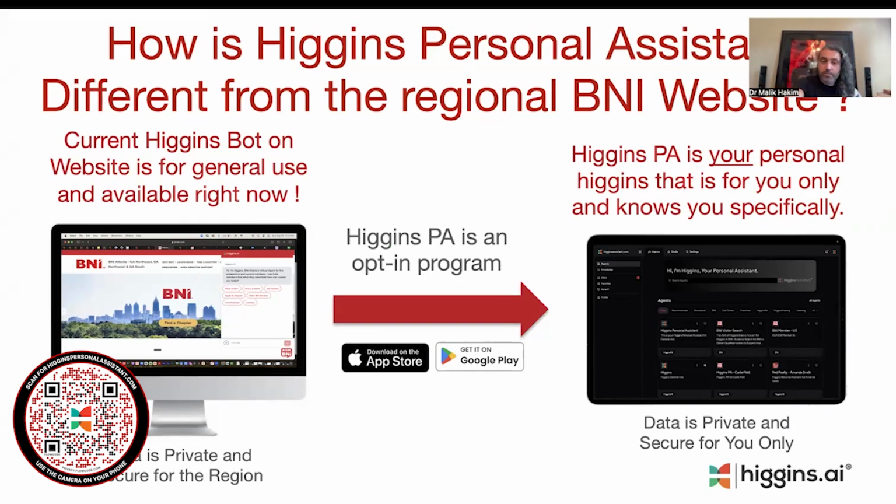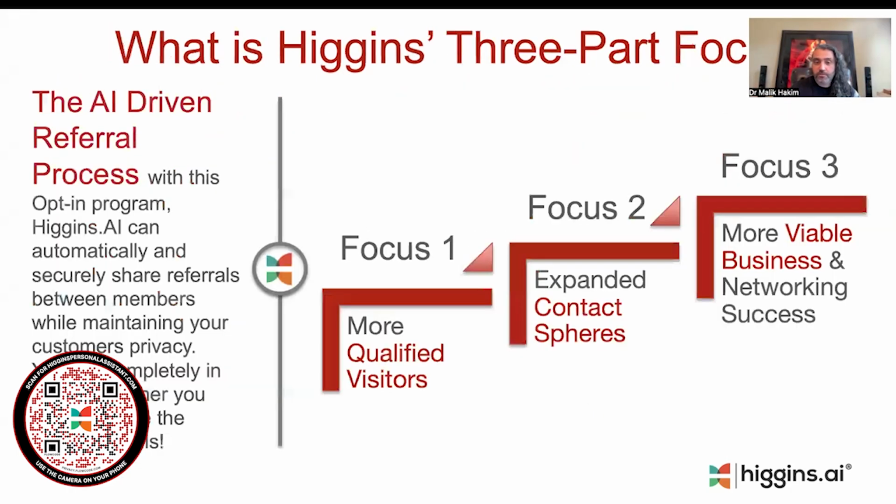So one is a Gen 1 product, one is a Gen 3 product, and one is on the regional site and private to the regional site. This knows you, it knows what business you're in, it knows what chapter you're in, all of that information. We show you how to put that in for you, and that is secure and private for you.